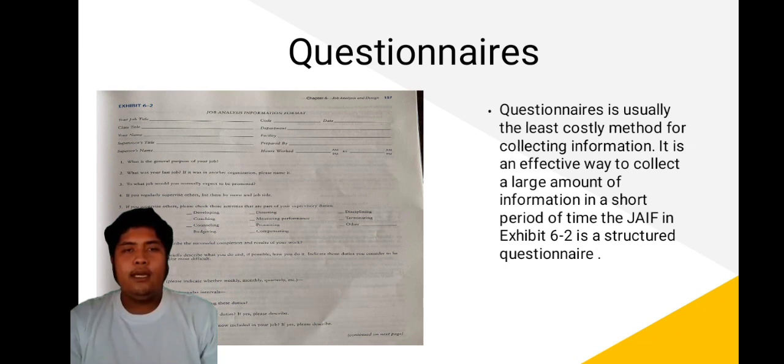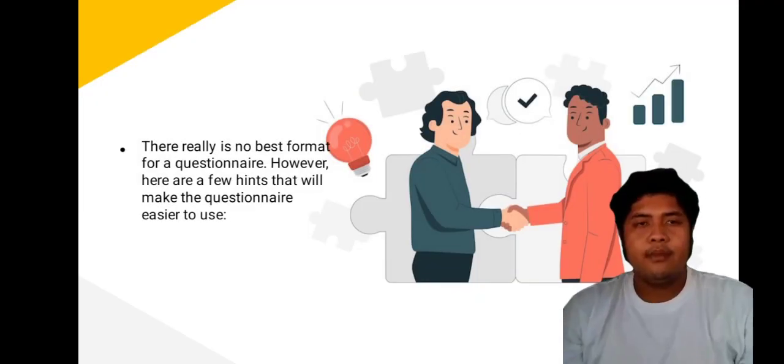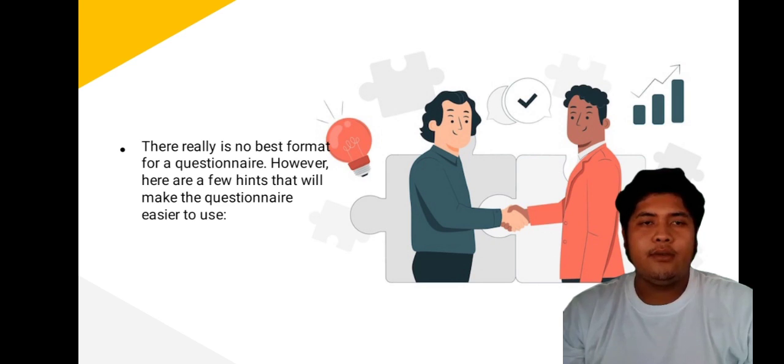Questionnaires are usually the least costly method for collecting information. It is an effective way to collect a large amount of information in a short period of time. The JAIF in Exhibit 6-2 is a structured questionnaire. There really is no best format for a questionnaire. However, here are a few hints that will make the questionnaire easier to use.